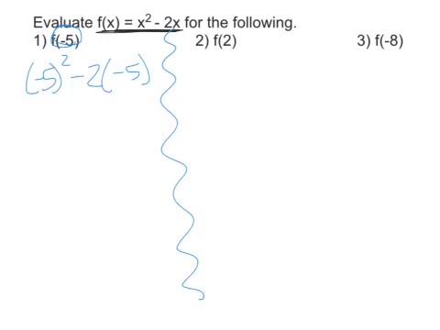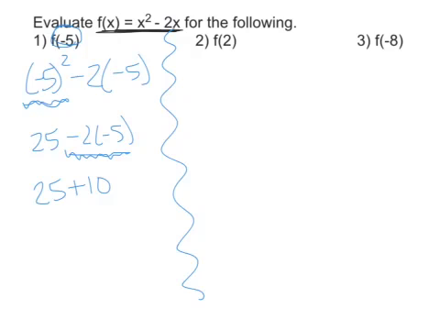So order of operations. I'm going to start with my exponents. So negative 5 squared, which means negative 5 times negative 5, so that's positive 25. Now if you put that in the calculator, make sure you keep the parentheses around it. Bring down the rest. Okay, in our next step we're going to multiply. So we're going to multiply negative 2 times negative 5, which is positive 10. So we'll bring down our 25, and that becomes positive 10. 25 plus 10 will give us 35.